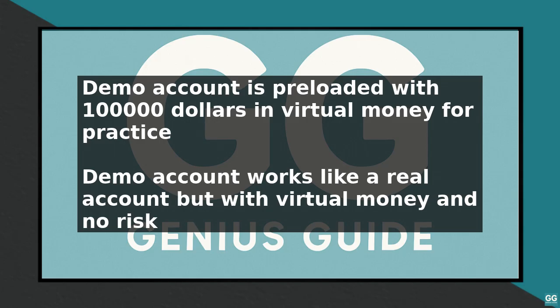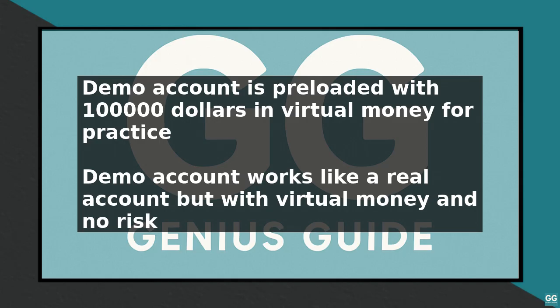To navigate the platform, click on the Trade Markets tab to view the different assets available, including currencies, commodities, stocks and cryptocurrencies. You can browse through the various markets and select the asset you want to trade. Use the search bar to quickly find a specific asset.